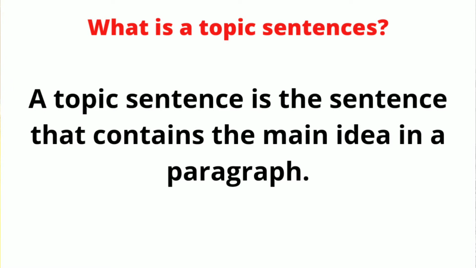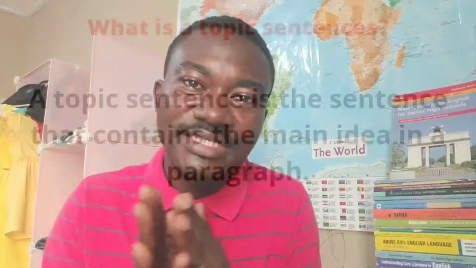Alright, so having got this, let's proceed to the topic sentence. What is a topic sentence when it comes to summary writing? Come along. Yes, a topic sentence is a sentence that talks about the main idea in a particular paragraph. The main idea in a particular paragraph. So the sentence that contains the main idea in the paragraph is what we call the topic sentence.